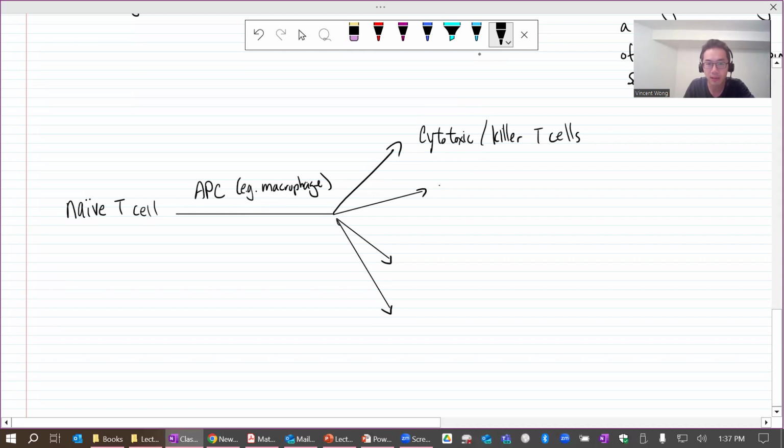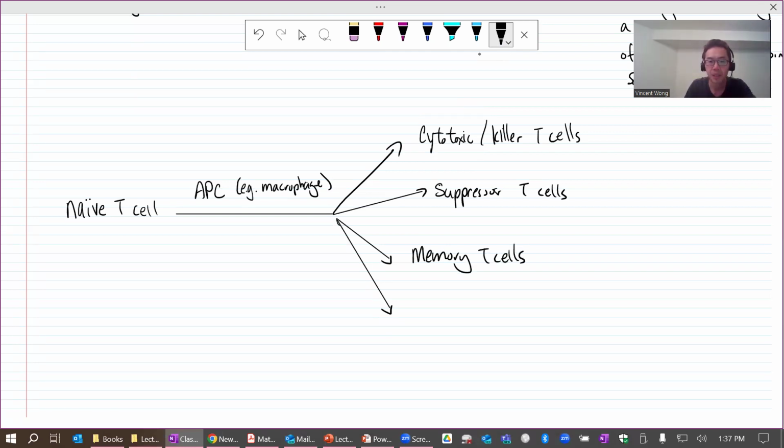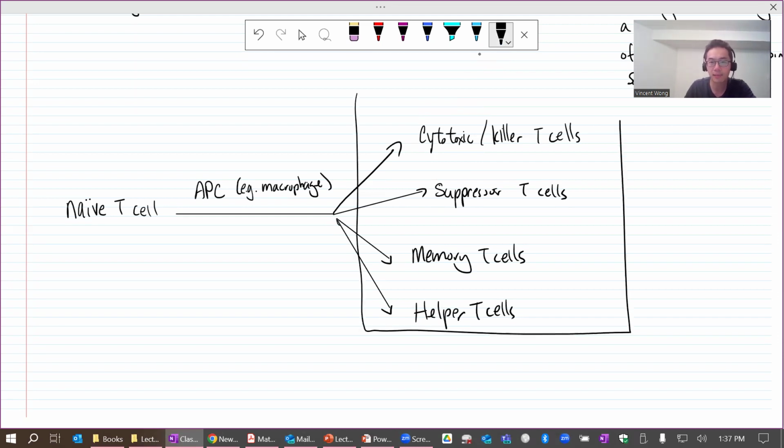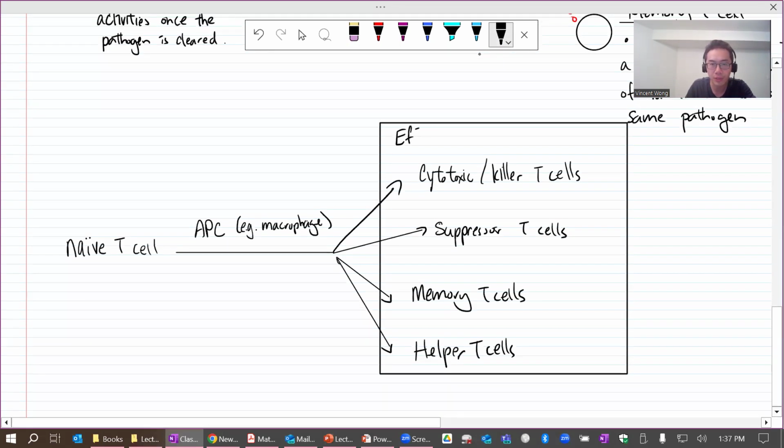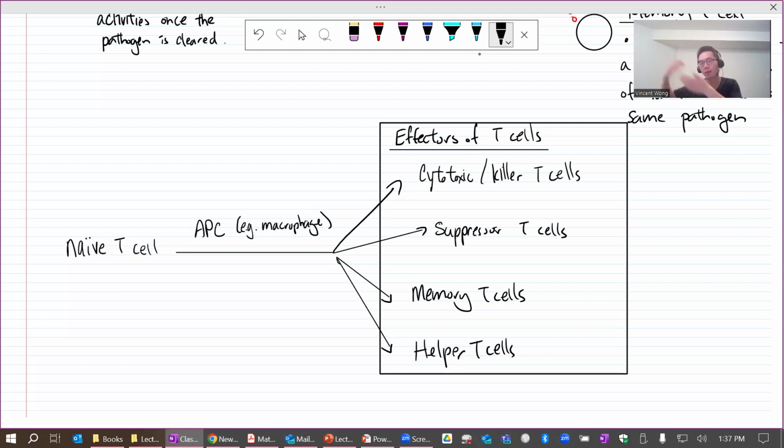And then we have the suppressor T cell. And then they have memory T cells. And what's the other one? Helper T cell, right? Okay, so these guys, they are the effectors of T cells. If I ask you what are the effectors of T cells, I'm asking you what will the T cell become? Okay, they will become all these things.